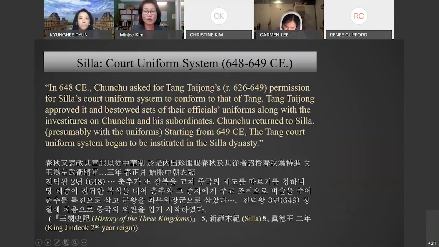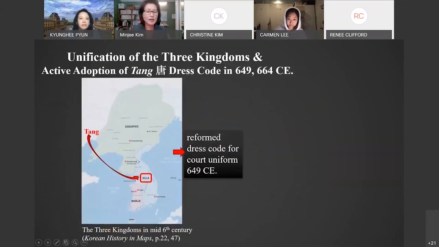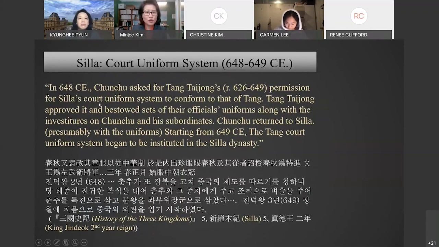However, in the course of unifying the three kingdoms, Silla reformed their court uniform system significantly by adopting the Tang Dynasty's court uniform. When Silla unified the three kingdoms, Silla formed a military alliance with the Tang Dynasty. At that time, Silla asked Tang Taizong, here this record shows, to conform their court uniform system to that of Tang, and then Tang Taizong approved and bestowed sets of their officials' uniforms along with the investitures on Chunchu and subordinates. Chunchu returned to Silla, presumably with the uniforms, and starting from 649 CE, the Tang court uniform system began to be instituted in the Silla dynasty.